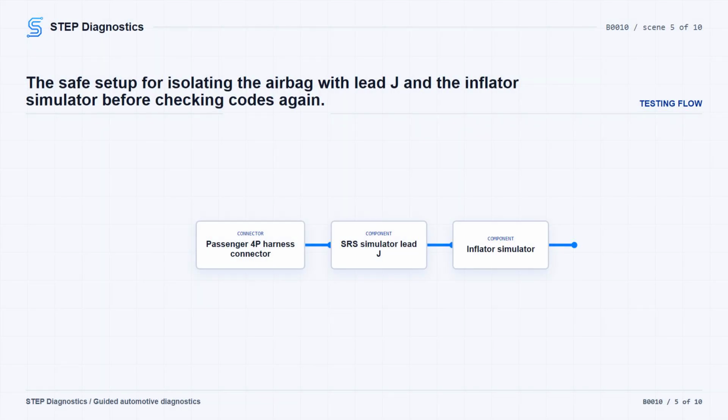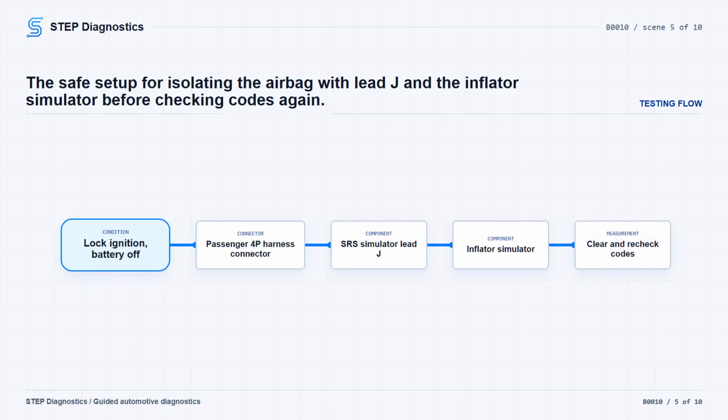Next, isolate the passenger airbag from the rest of the circuit. Turn the ignition switch to lock (0). Disconnect the negative battery cable and wait at least 3 minutes. Lower the glove box, then disconnect the front passenger airbag inflator 4P connector on the dashboard wire harness.